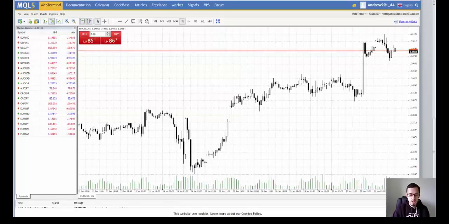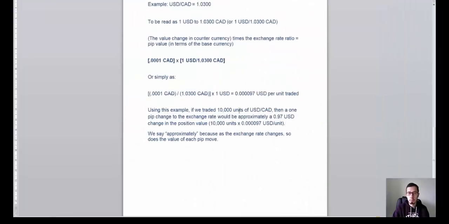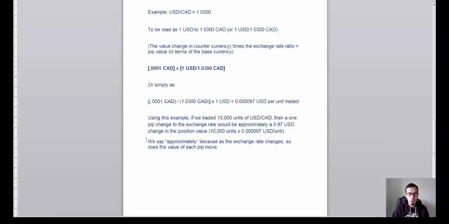So I hope you understand what a pip is and how to calculate a pip. We say approximately because as the exchange rate changes, so does the value. That's the last point. And remember that markets are volatile, so the pips will change. This is the approximate value of the pips.